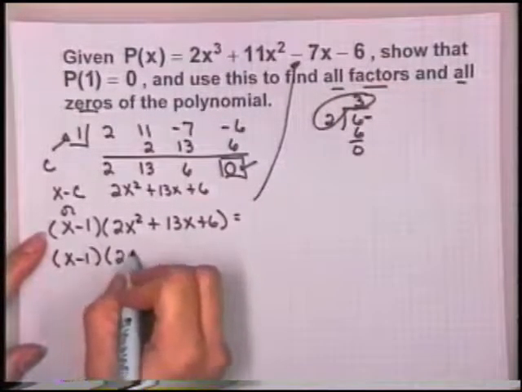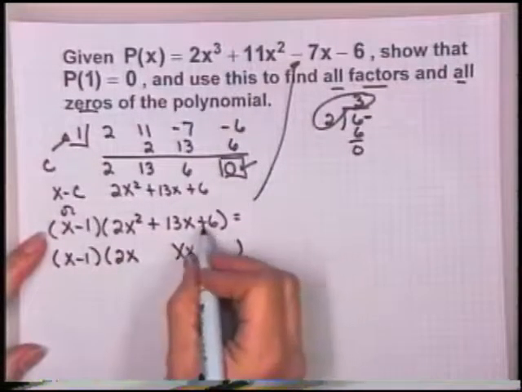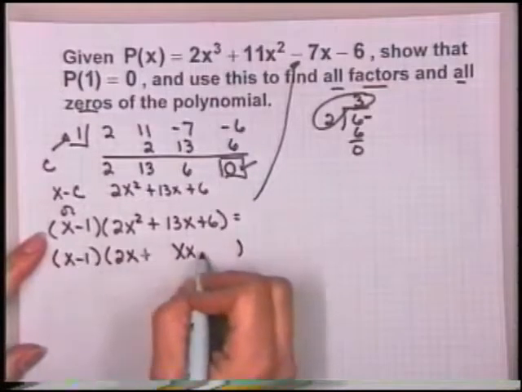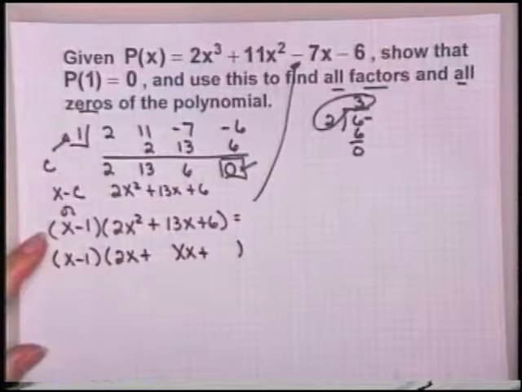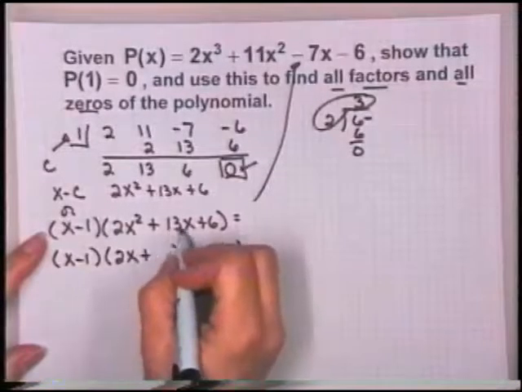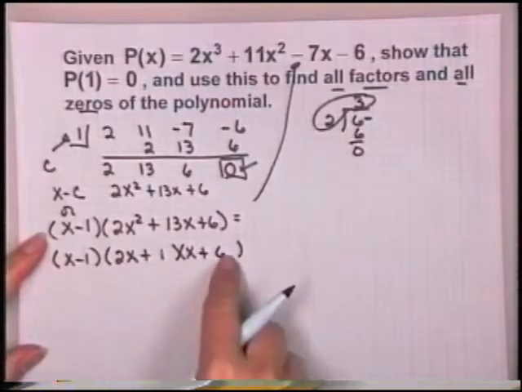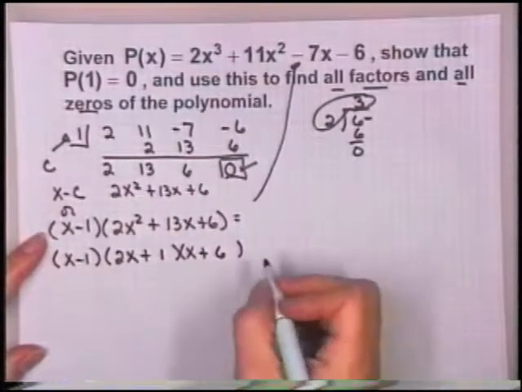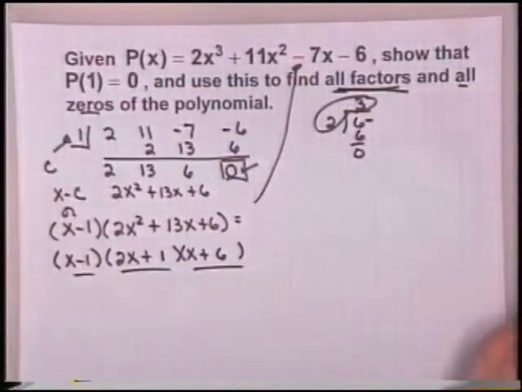Look at this. I can just do my old factoring. To get 2x squared, I have to have 2x times 1x. Same signs. Both are positive. Let's see, we're trying to get 13 using factors of 6. Well, let's see if I put a 6 here and a 1 here. 12 plus 1 is 13. That's it, isn't it? So here are all of the factors of this polynomial: x minus 1 times 2x plus 1 times x plus 6.